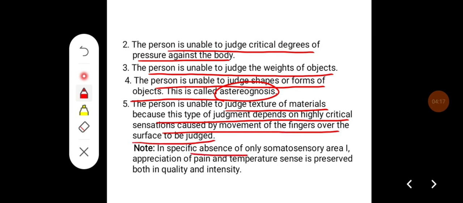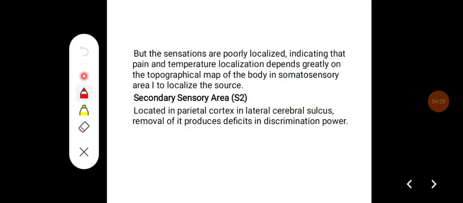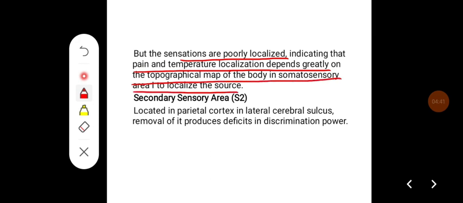Note that in the specific absence of only somatosensory area 1, appreciation of pain and temperature sense is preserved both in quality and intensity. But the sensations are poorly localized, indicating that pain and temperature localization depends greatly on the topographical map of the body in somatosensory area 1 to localize the source. The secondary sensory area is located on the parietal cortex in the lateral cerebral sulcus. Removal of it produces deficits in discrimination power.